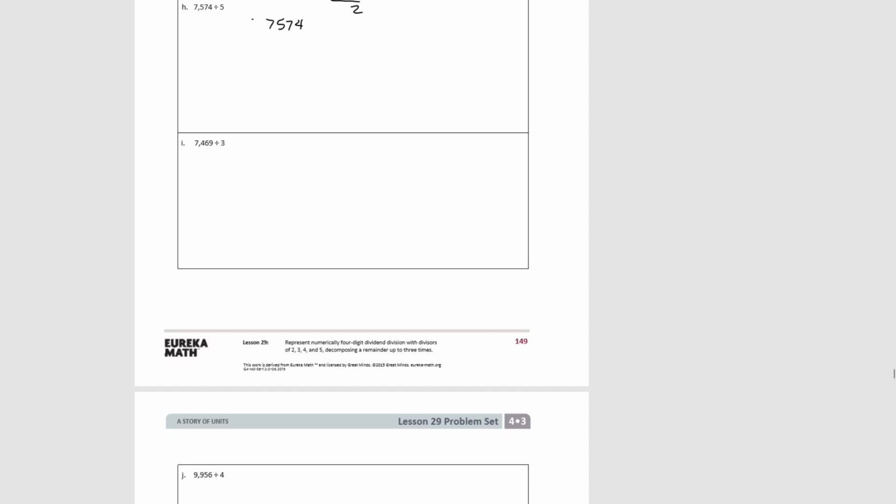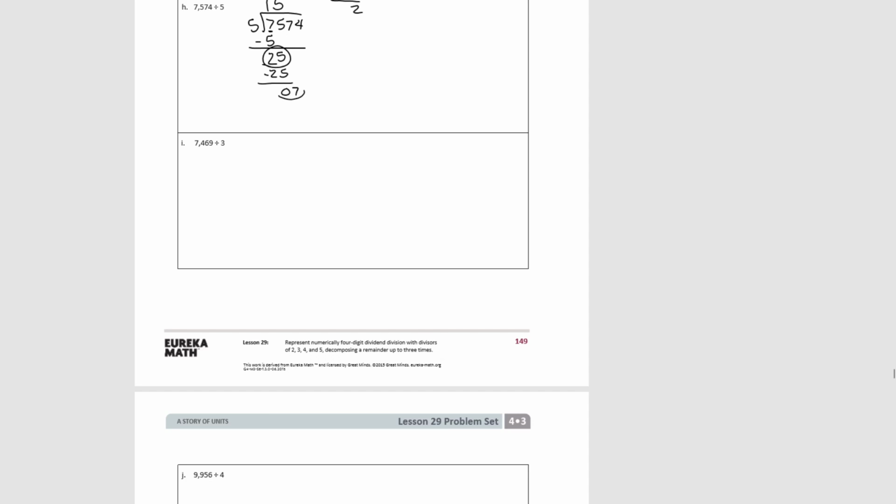7,574 divided by 5. Starting with the thousands, there's enough to put 1 in each group. 1,000 into 5 groups, we'll use 5 thousands, leaving us 2, which will decompose into 20 hundreds and add to the 5 hundreds that are already there, giving us 25 hundreds. We can put 5 in each group and use all 25 hundreds.